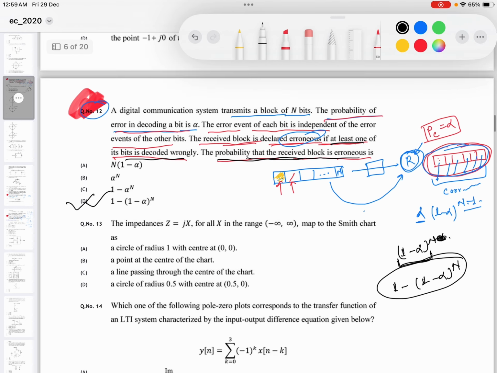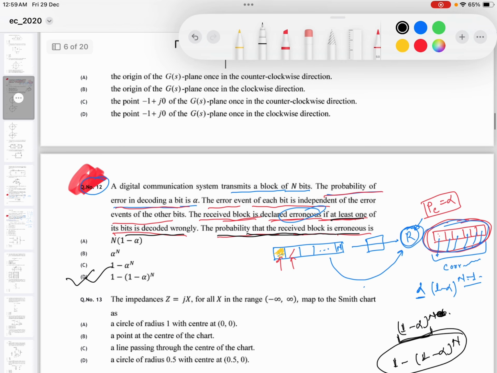Okay, I think that was all the questions. Those were the 4 questions from 2020. Next time we will look at 2021 EC branch.